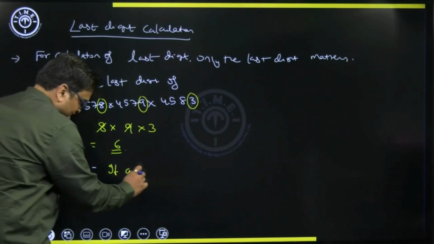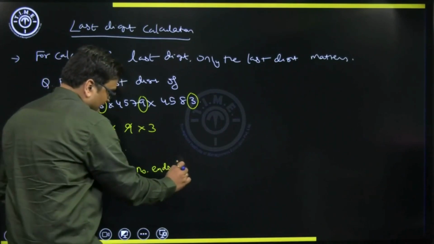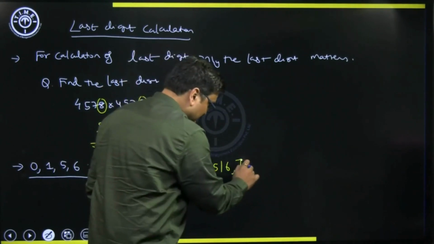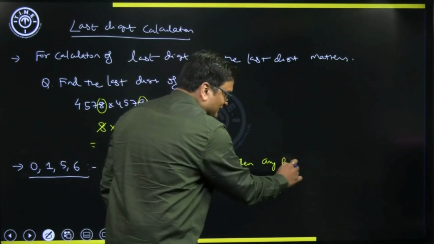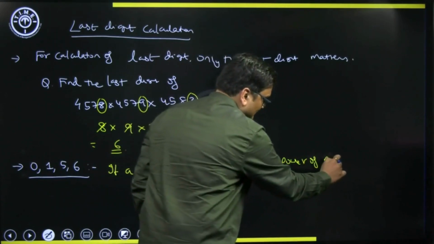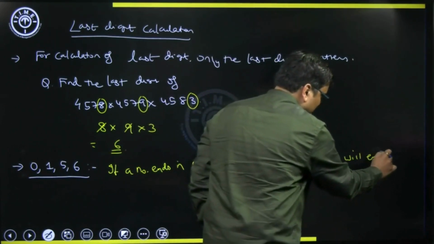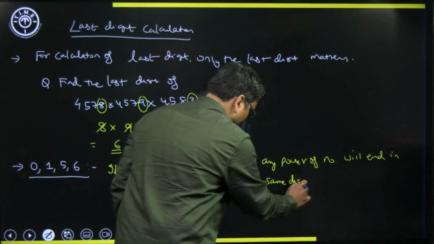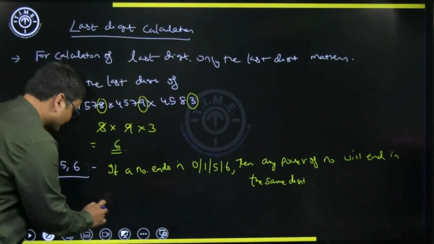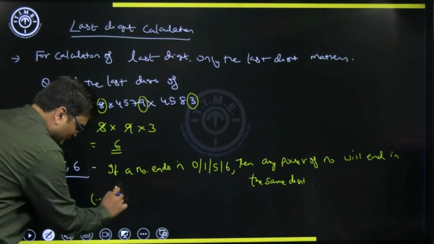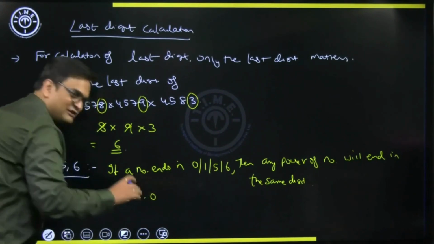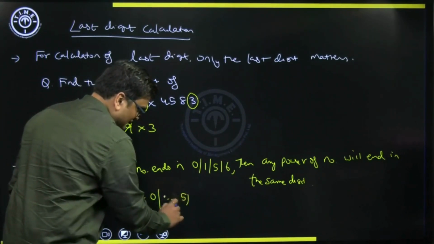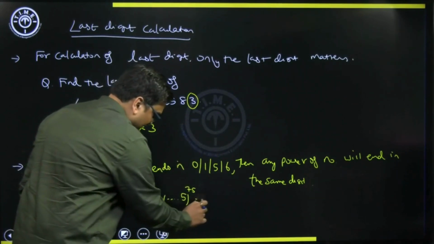if a number ends in 0, 1, 5 or 6, then any power of the number will end in the same digit. That means if you take a number ending with 0, you raise it to power 100, the result will also be ending with 0 only for sure. Or if you take a number ending with 5, you raise it to power 55 or 75, it will be ending with 5 only.